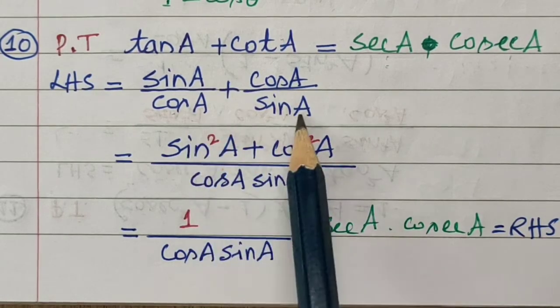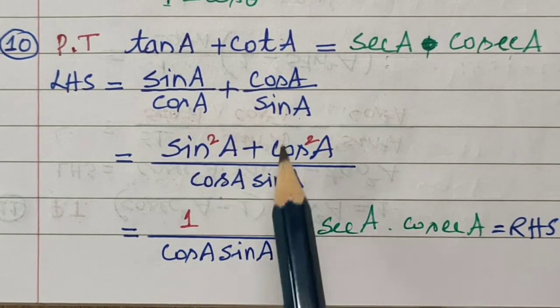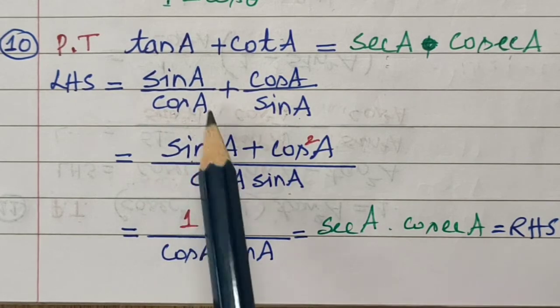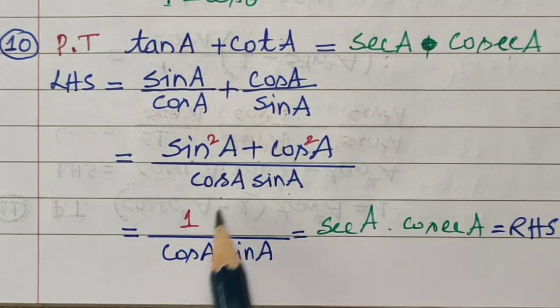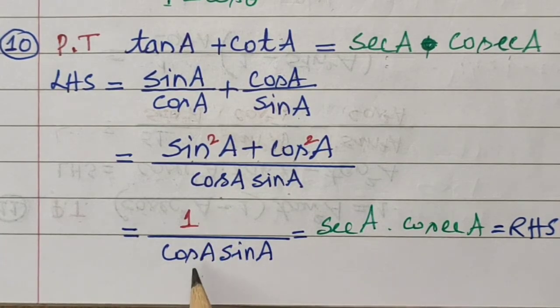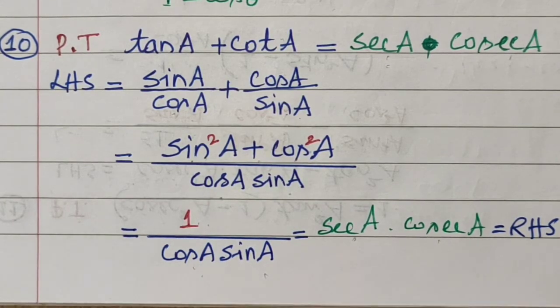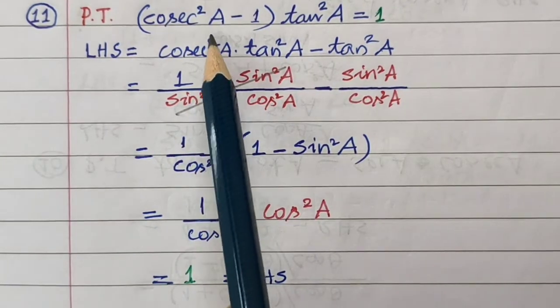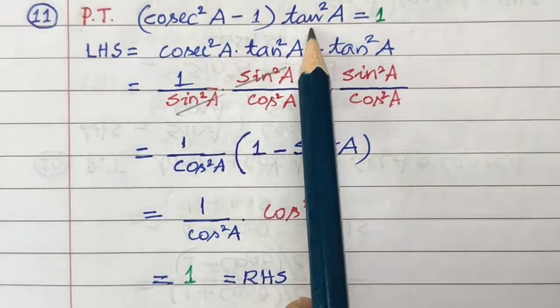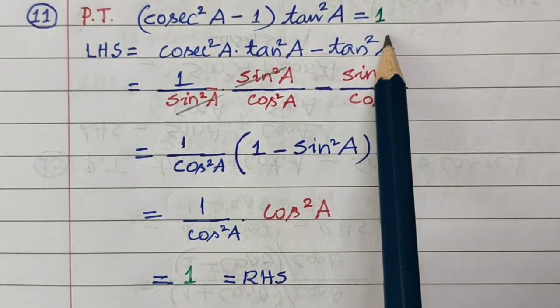So take the LCM of these two, that becomes cos A sin A, and this into this gives sin square A, this into this gives cos square A. We know that sin square A plus cos square A is 1, so we get 1 divided by cos A sin A. So 1 divided by cos A is secant A, 1 divided by sin A is cosecant A, which is equal to RHS.